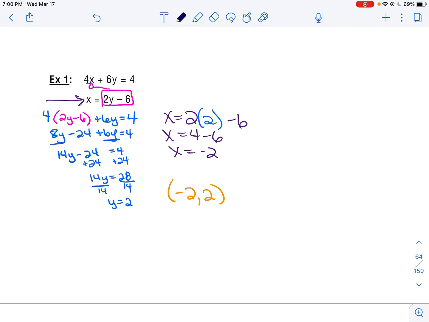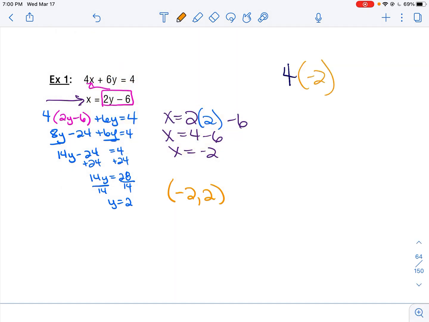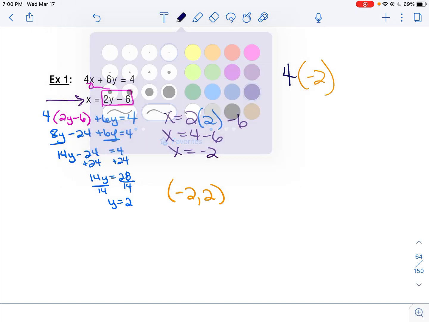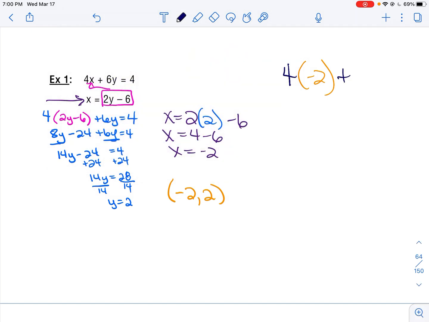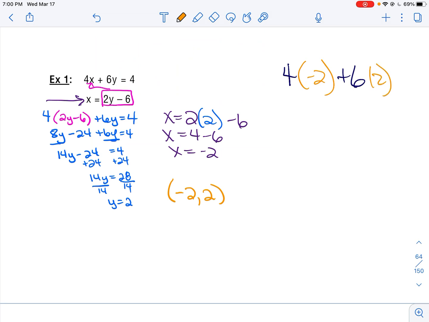So I'm going to take the original equation, 4. I'm going to replace the x with negative 2 plus 6. Replace the y value with 2 equals 4. Okay, negative 8 plus 12, does that equal 4? 4 does equal 4, so it works for that one.